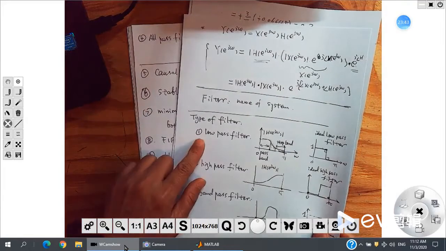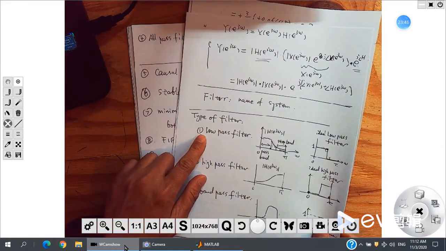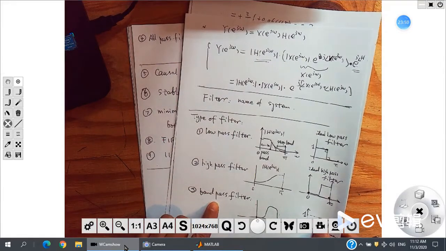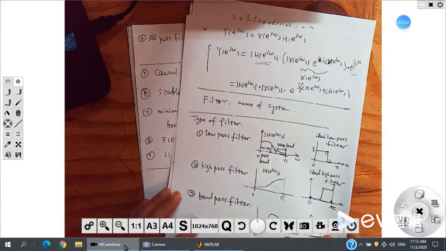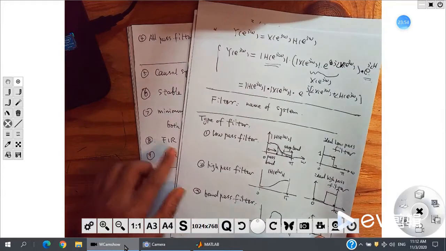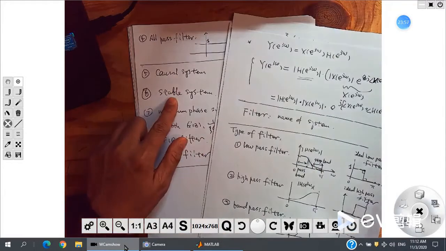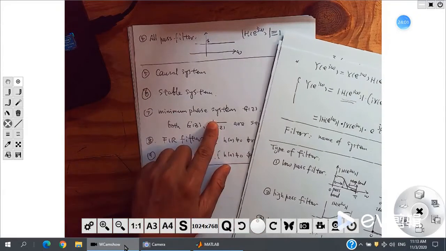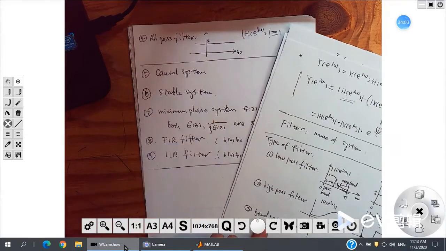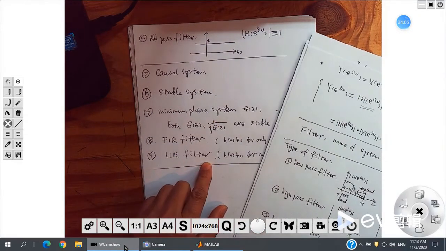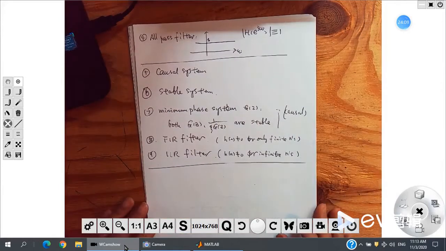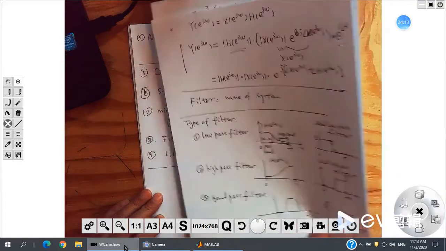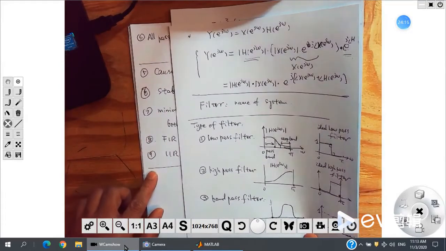If a system is a low pass filter, then it is impossible for it to be a band pass filter or high pass filter, right? It's totally different. But you can consider a low pass and stable system, or a low pass and minimum phase system, or a band pass and IIR filter, something like that. Okay. Now let's consider something about these kinds of systems.